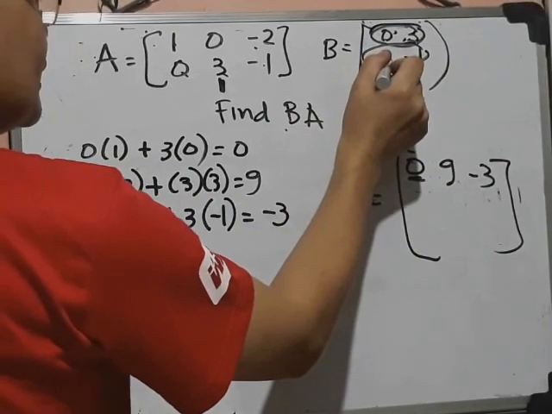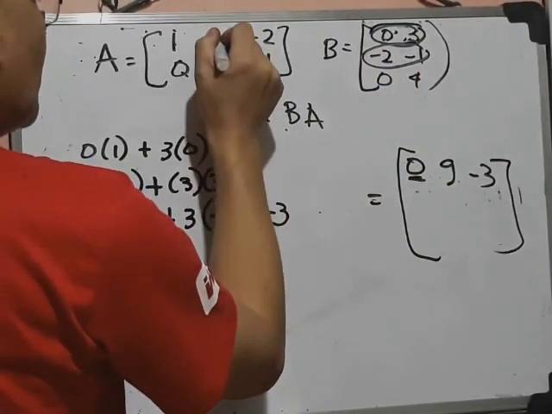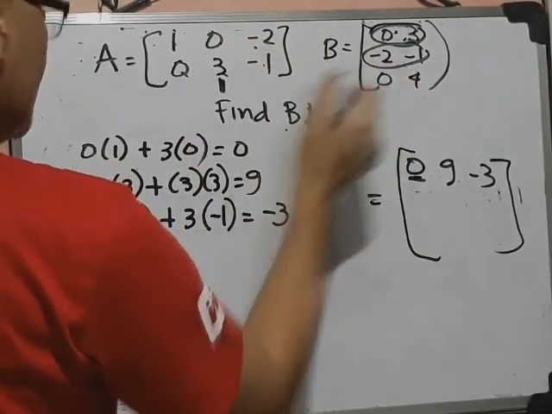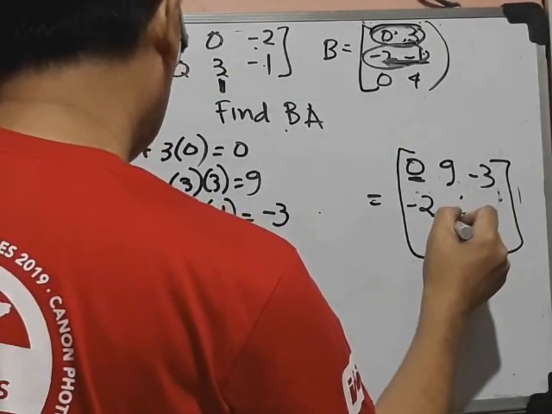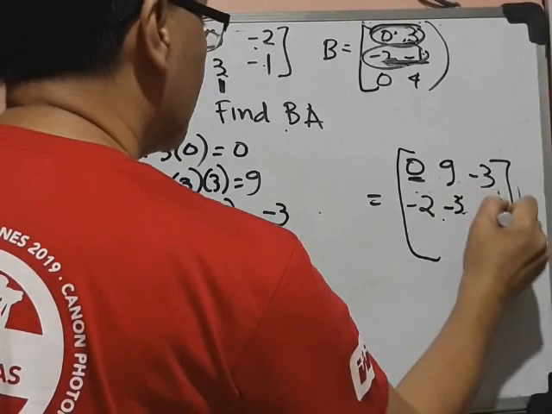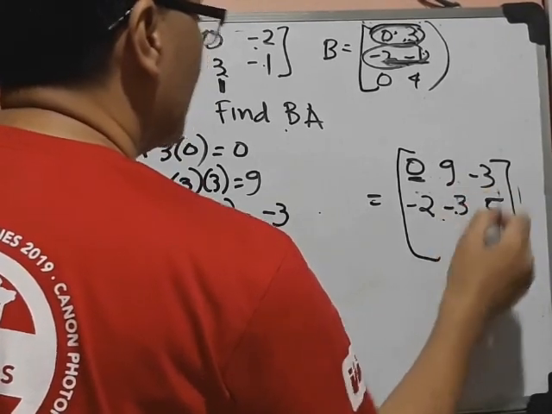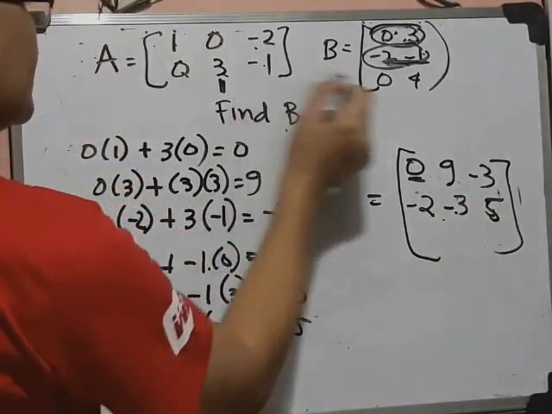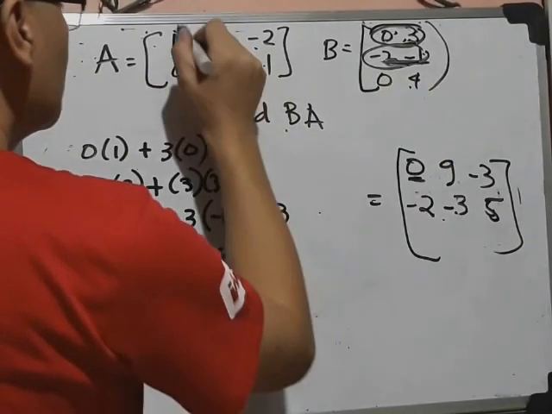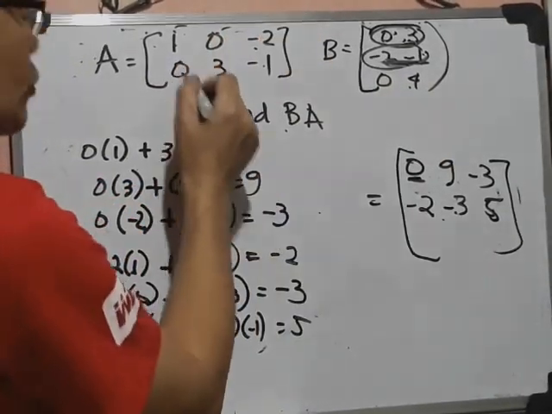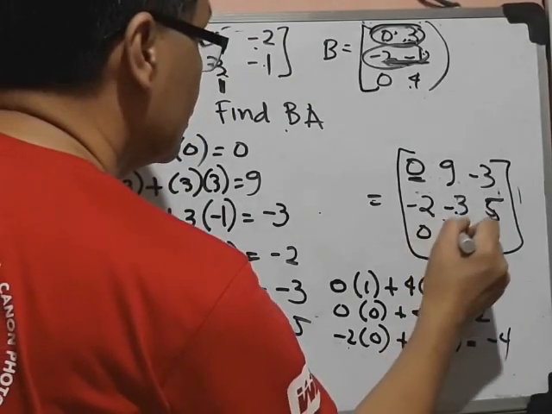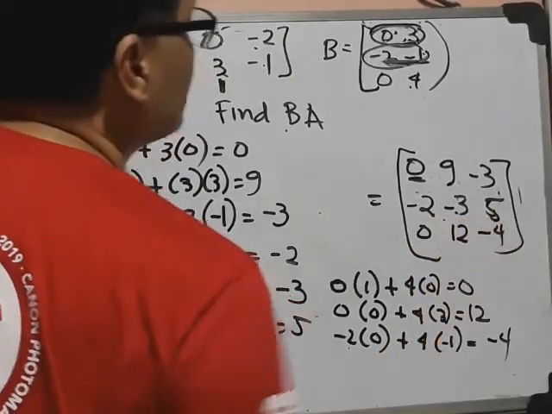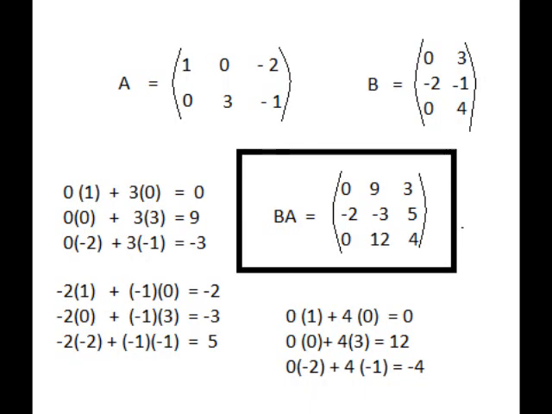Susunod natin, ito naman, yung row 2. So, imumultiply natin yan dito sa bawat column ng A. So, negative 2, negative 3, positive 5. So, yung huli naman, 0, 4, imumultiply natin sa bawat column ng A. 0, 12, negative 4. So, this is the resulting matrix.